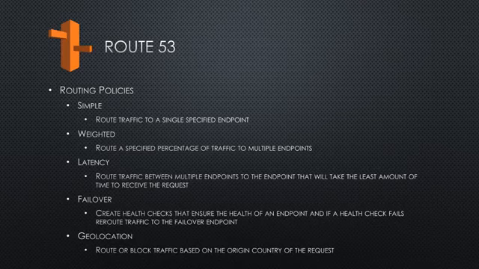Failover, which allows you to create health checks to ensure the health of an endpoint, and if that health check fails, to reroute traffic to another endpoint. And geolocation, which allows you to route or block traffic based on an origin country of the request. Okay, so what does all this mean?